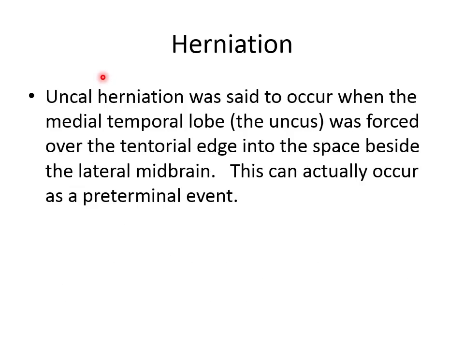Uncal herniation occurs when the medial temporal lobe, that is the uncus, is forced over the tentorial edge into the space beside the lateral midbrain. This can actually occur just before death. That is, when there's a mass above the tentorium, whether it's in the temporal lobe or frontal lobe, it can push the temporal lobe into the midbrain and produce brainstem damage, which can subsequently produce coma or eventually death.